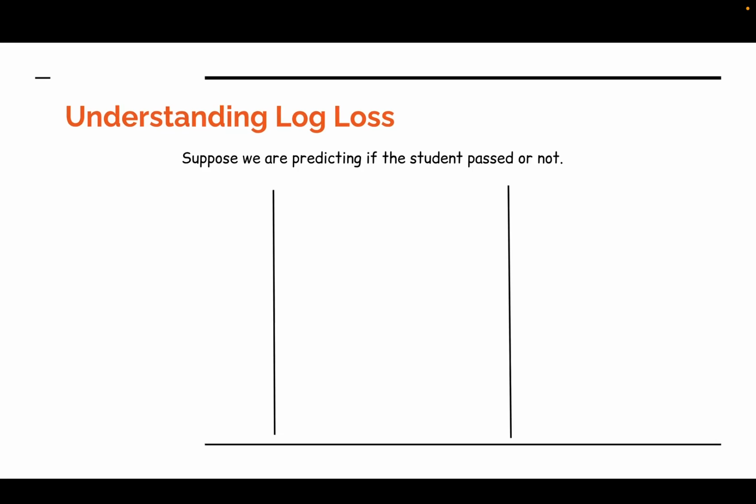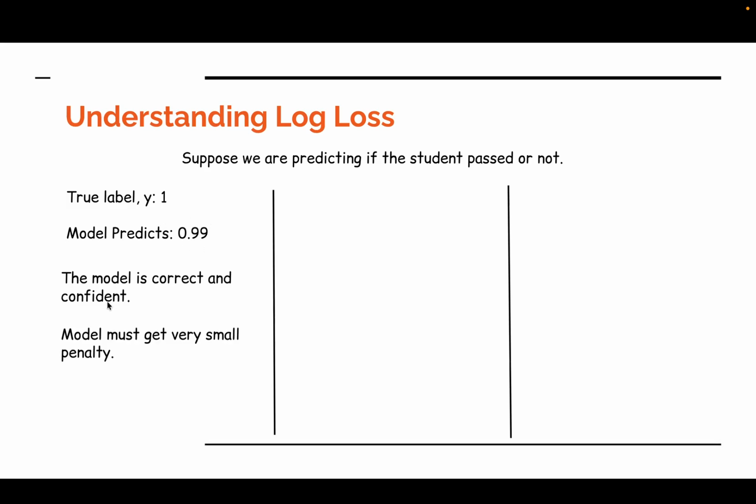Suppose we are predicting if the student has passed or not, and you have a true label which is y equal to 1 and your model predicts a probability score of 0.99. Now this is a great confidence in class 1. So the model is correct and it is confident when it is predicting with the score of 0.99. So basically the model gets a very small penalty and we get a log loss of 0.01.